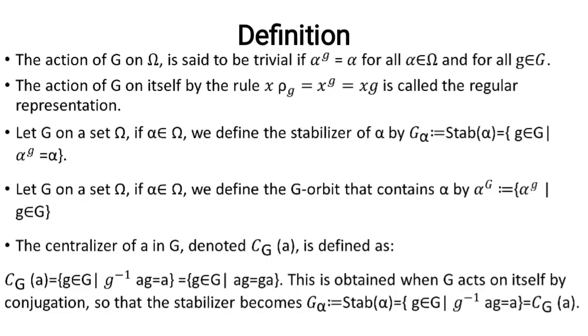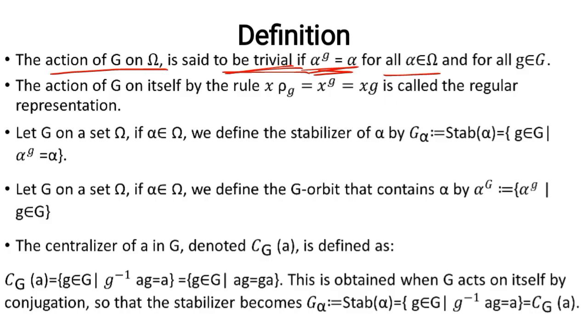Now, the action of G on the set Ω is said to be trivial. Now, we know when it is faithful, to act faithfully, that's when the kernel is always equal to the identity 1, right? Now, we said it is trivial if alpha G is equal to alpha, so alpha raised by G equals alpha for all alpha in the set. In this case, we're not using the homomorphism phi, okay? Now, we said it is trivial when alpha G is equal to alpha.